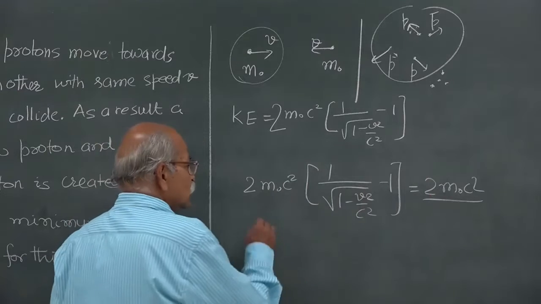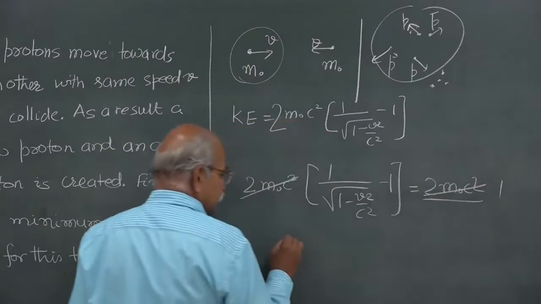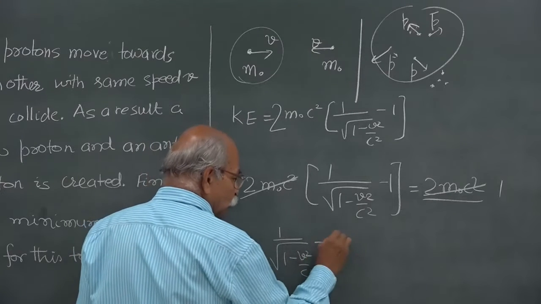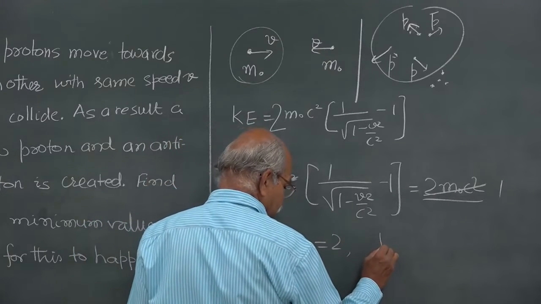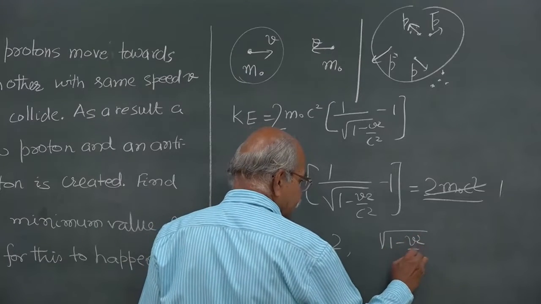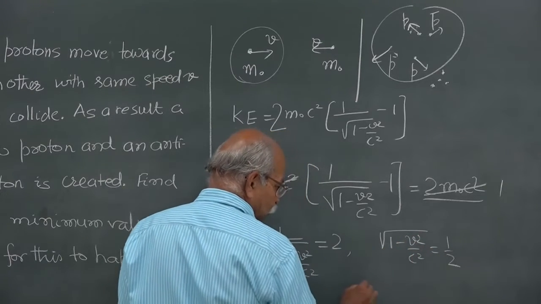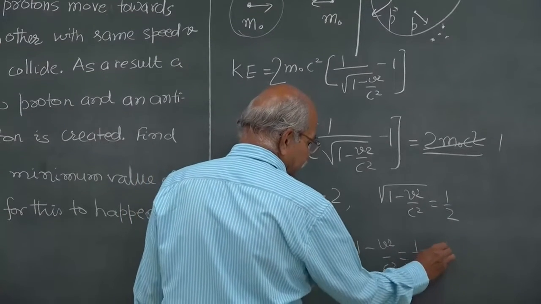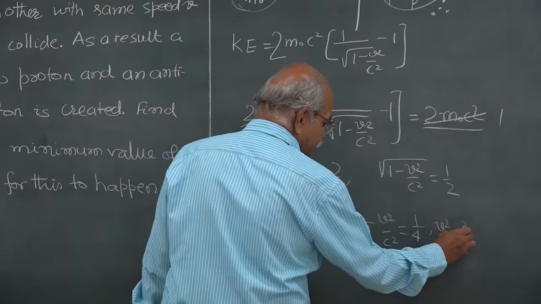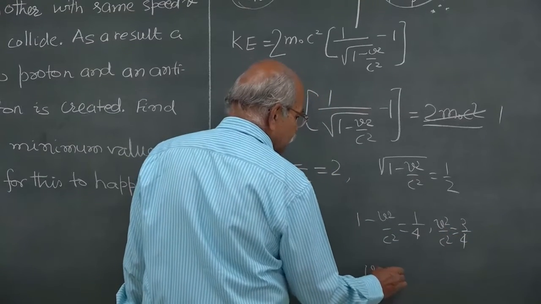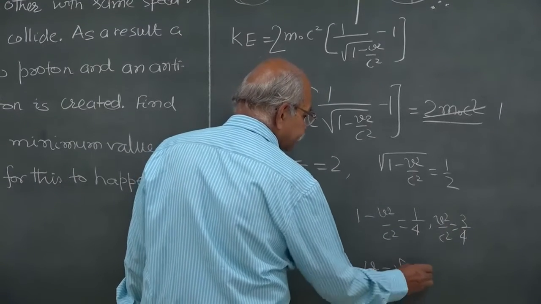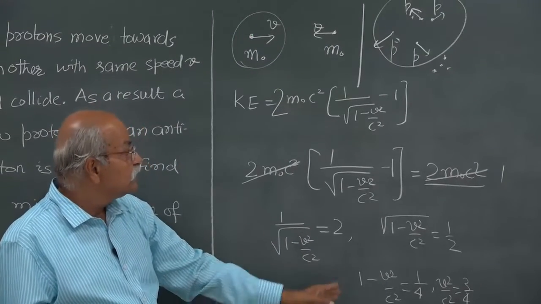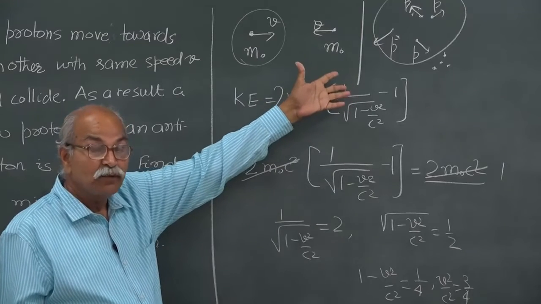So, now you can work out, this is 1 by square root of 1 minus v square by c square is equal to 2. So, square root of 1 minus v square by c square is 1 by 2. So, 1 minus v square by c square is 1 by 4, v square by c square is 3 by 4, and therefore v should be equal to square root 3 by 2 into c. That is the minimum speed each of these 2 protons must have, so that this creation of proton and antiproton can take place.